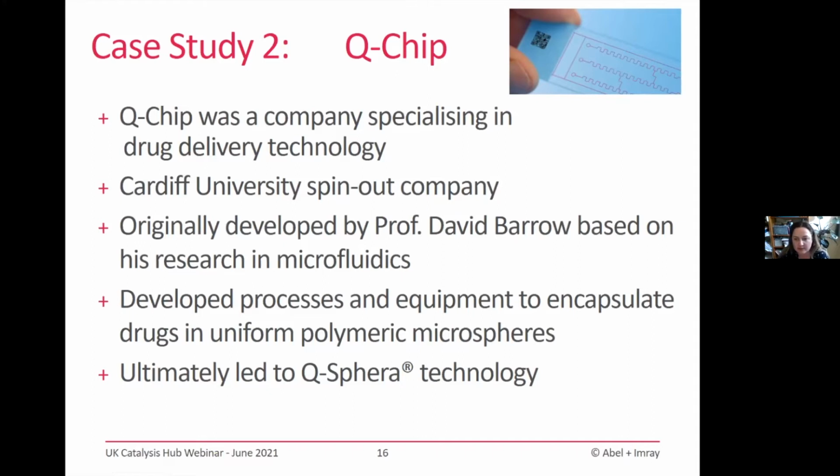So that's a process for making these drug microspheres, and had the advantage of increasing the uniformity and encapsulation efficiency. And they did this with a process at a lower cost, improved scalability, and less waste than what was used before. So how did IP help QTIP on their journey?